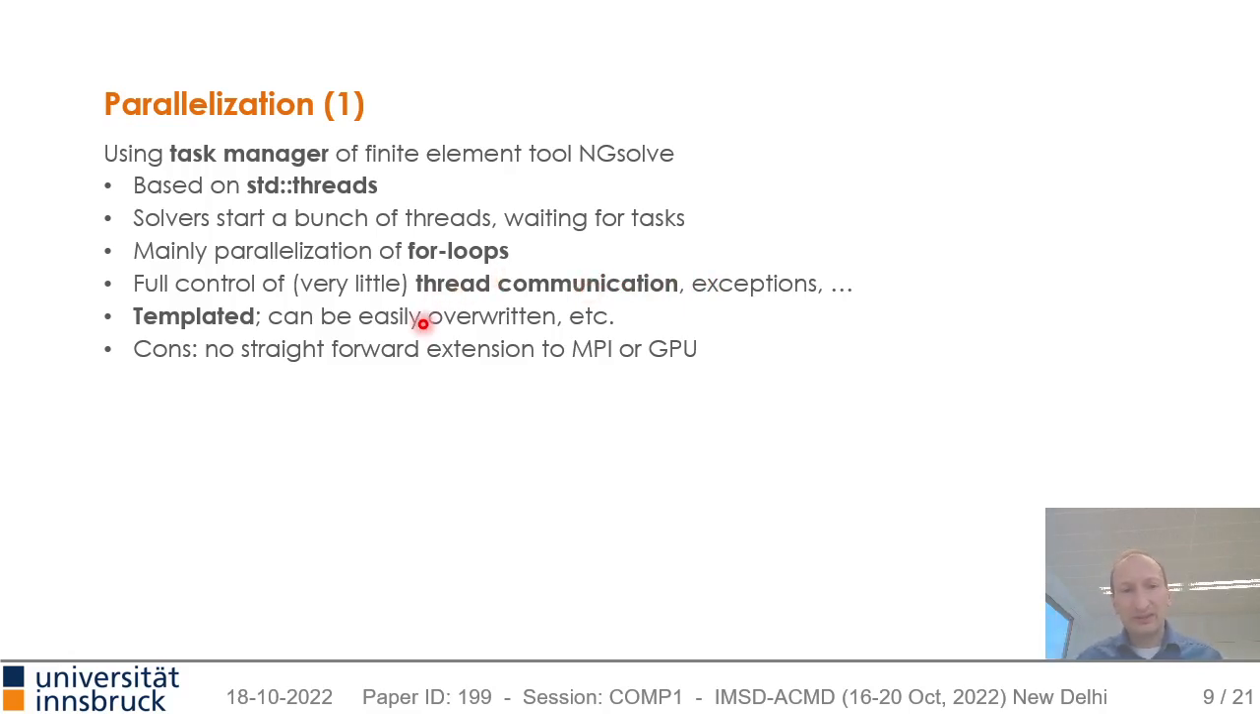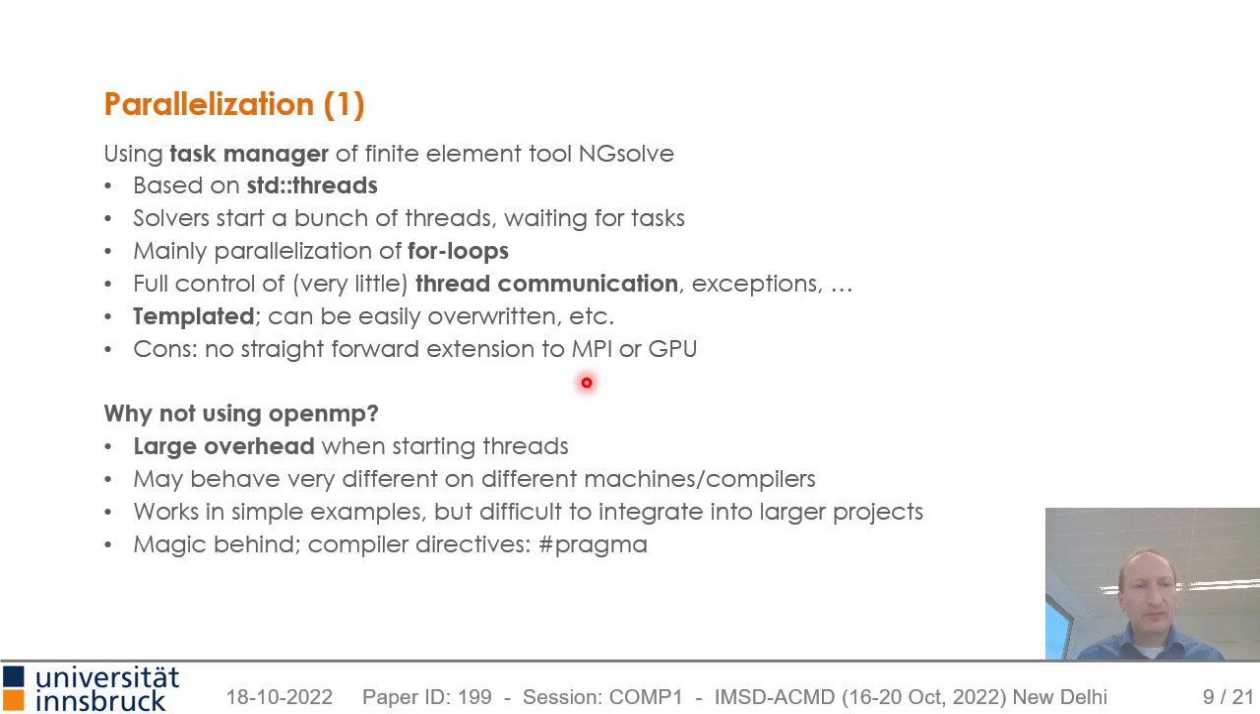We can adjust this. Everything can be modified. It's based on templates. There's only one disadvantage, that the extension to GPU is nearly impossible, and MPI is at least hard to do. Why don't we use OpenMP? Well, there's a large overhead when starting threads, and putting this framework, even with advanced and newer versions, into such a large code seemed to be unfeasible.